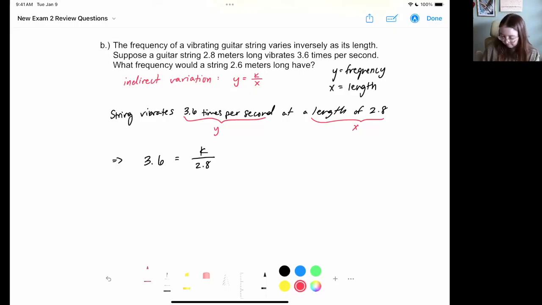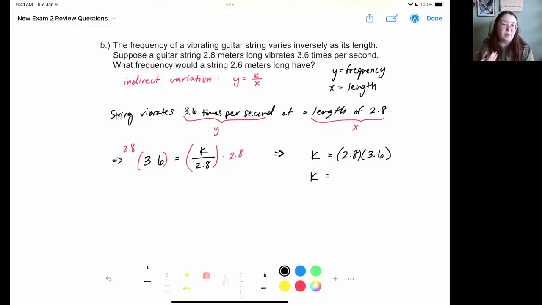So we want to solve for k. We want to get rid of our fraction, so we're going to multiply each side by our denominator there, 2.8. So this tells us that k is equal to 2.8 times 3.6. We can go into our calculator and multiply that out. And this will give us 10.08. So it's almost 10, but we don't want to round too early. We always want to round at the end. So we have k is equal to 10.08. So that's the rate of k.